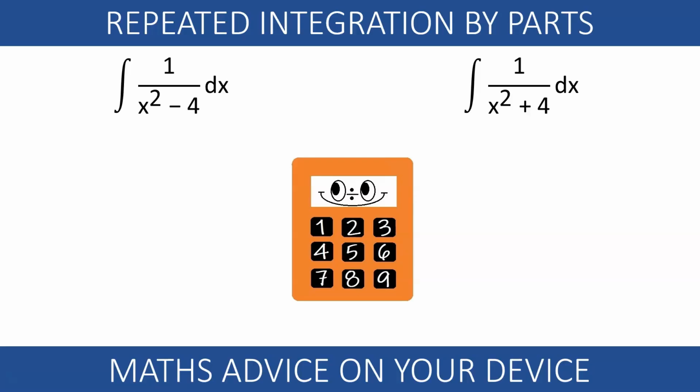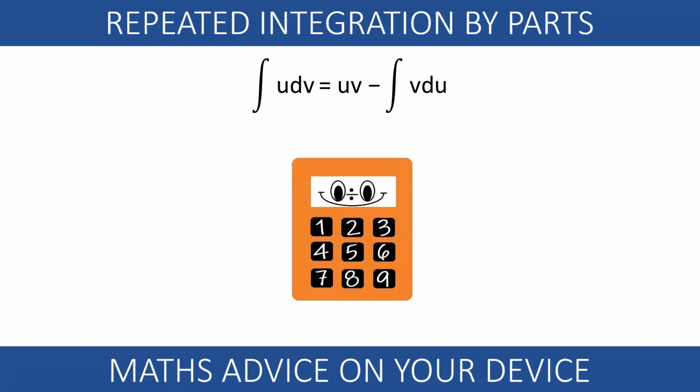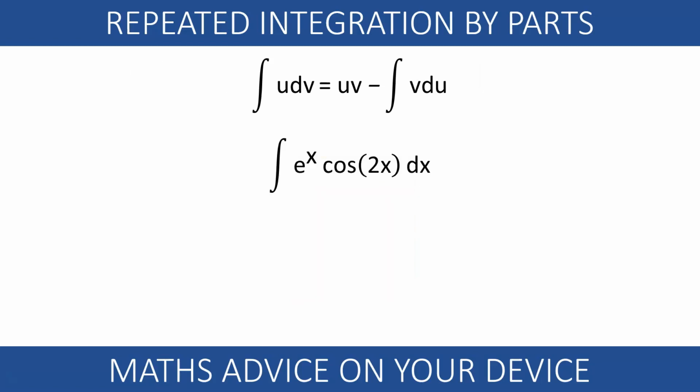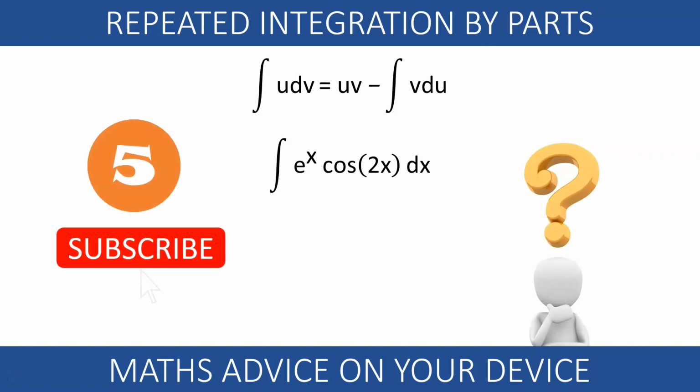In our previous video, we decided which technique to use for two very similar looking integrals. In this video, we are going to use integration by parts twice to integrate e to the x times cosine of 2x with respect to x. Stop the video here and choose u and dv.